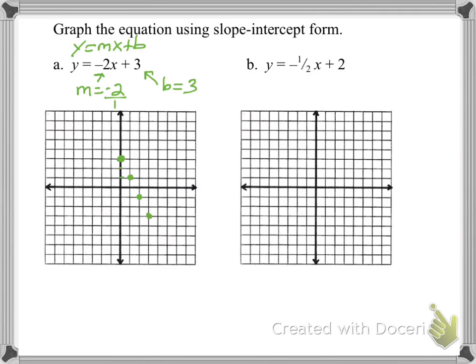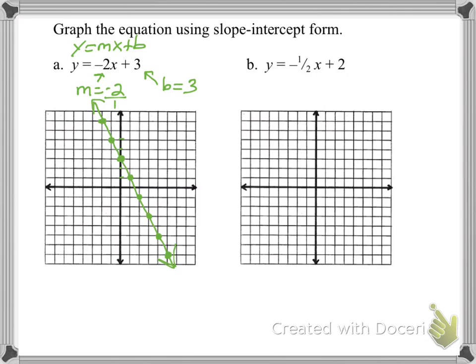Down 2, right 1 to get another point. And as far as we can go before we hit the edge of the graph, we're going to keep plotting points, and this will be the last point that I can get to, going down 2 and right 1. Likewise, if we go back to our y-intercept, we can also go up 2 and left 1, and you'll see that that point is going to fit the pattern. And now we've got our equation, y equals negative 2x plus 3. We've got the graph of the line based on the y-intercept and the slope.